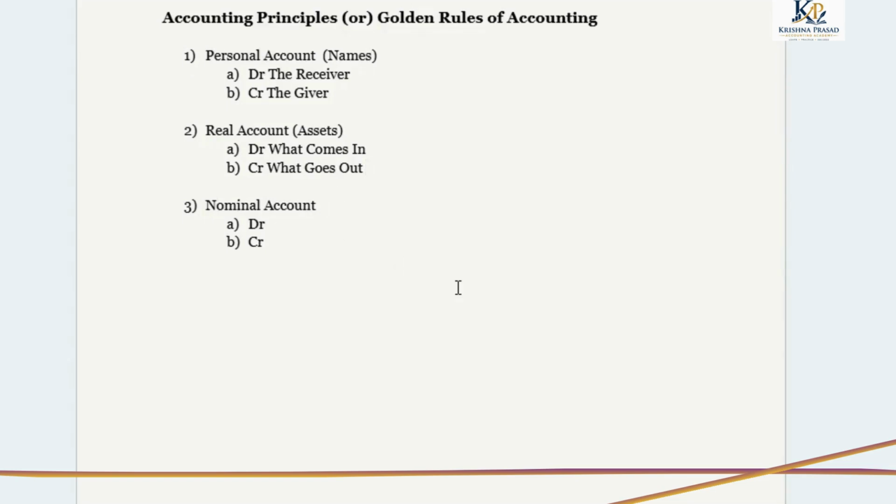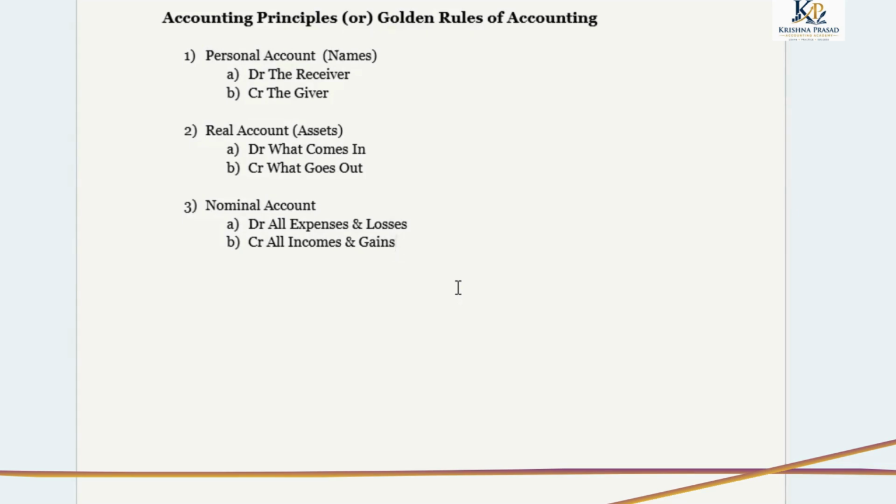Like this, all the remaining accounts come under the nominal account. So what is the nominal account principle? Debit all expenses and losses, credit all incomes and gains. So this is the account which doesn't follow the dual aspect system. అంటే అకౌంటింగ్ ప్రిన్సిపల్స్లో ఫస్ట్ 2 అకౌంట్స్ అయితే డ్యూయల్ ఆస్పెక్ట్ సిస్టమ్ వర్క్ చేస్తుంది, కానీ ఇక్కడ మాత్రం డ్యూయల్ ఆస్పెక్ట్ సిస్టమ్ వర్క్ చేయదు. It's completely different. Okay. The 3 types of accounting principles: personal account, real account and nominal account.